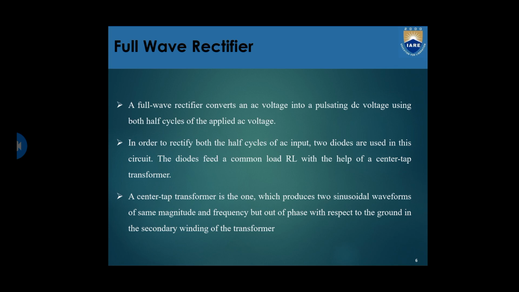In order to rectify both half cycles of the input, two diodes are used in the circuit. The diodes feed a common load RL with the help of a center tap transformer. A center tap transformer is one which produces two sinusoidal waveforms of the same magnitude and frequency but out of phase with respect to ground in the secondary winding of the transformer.